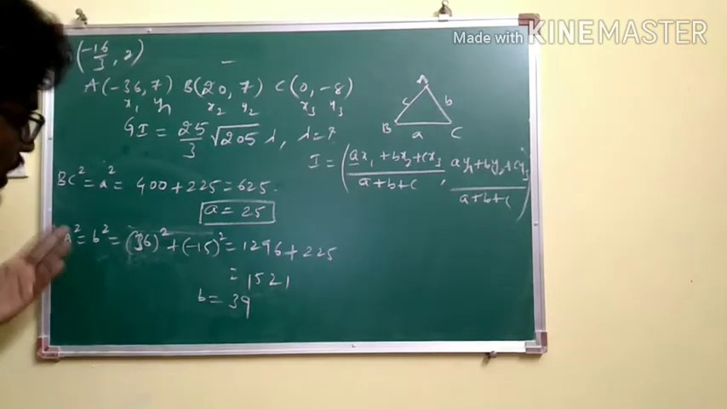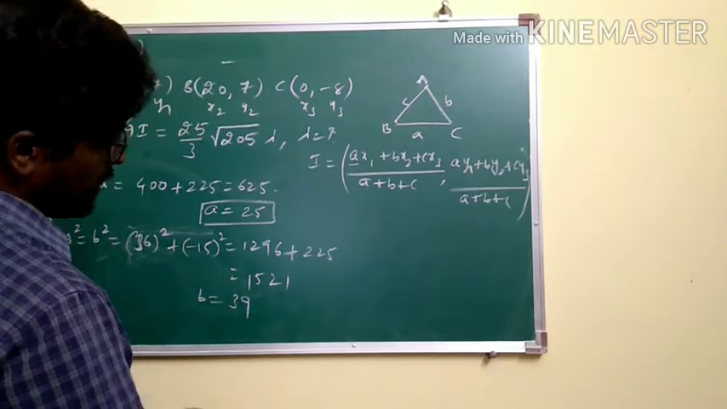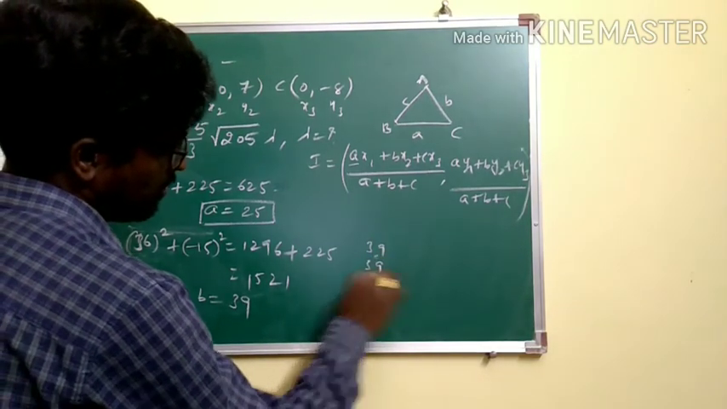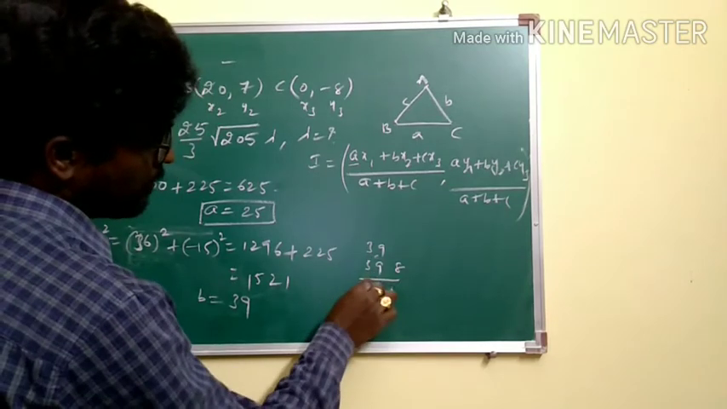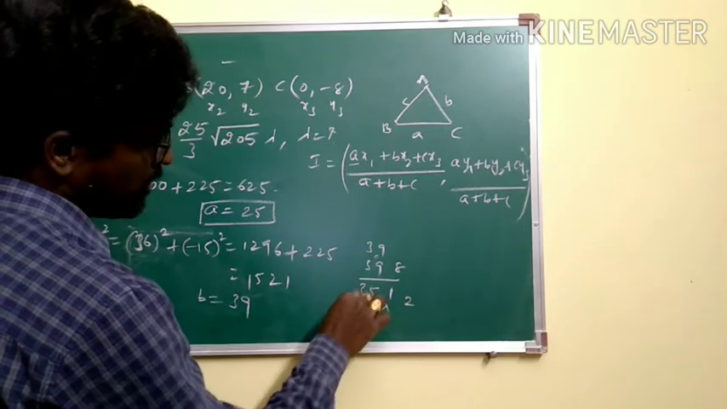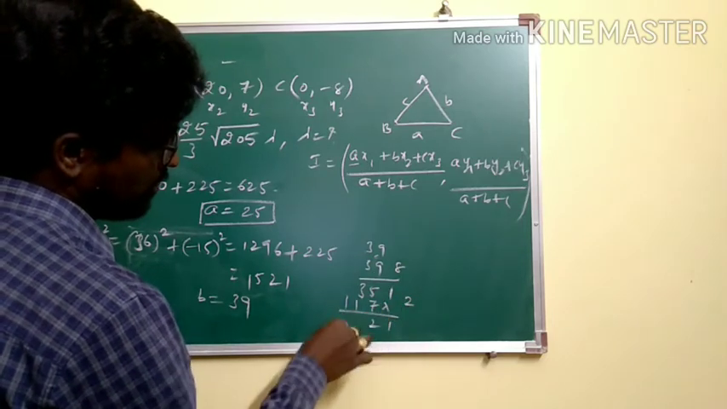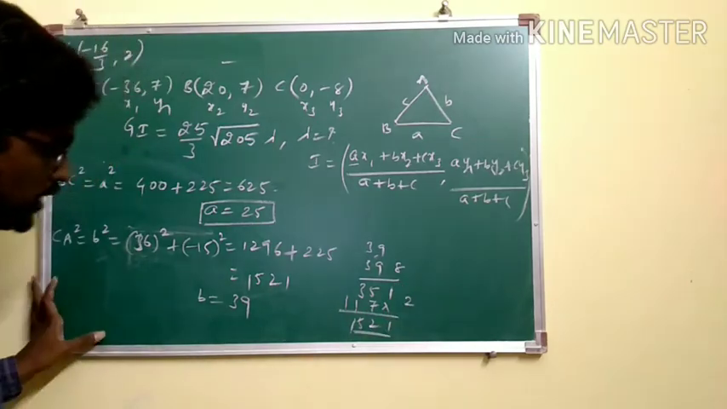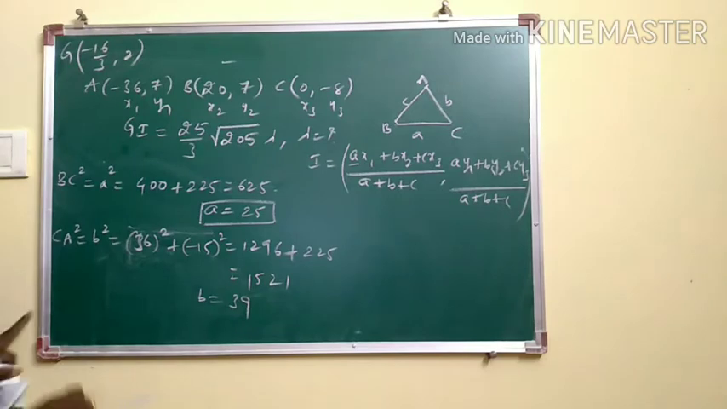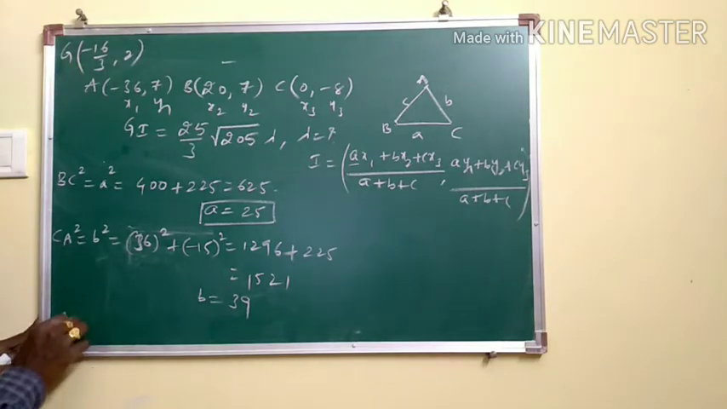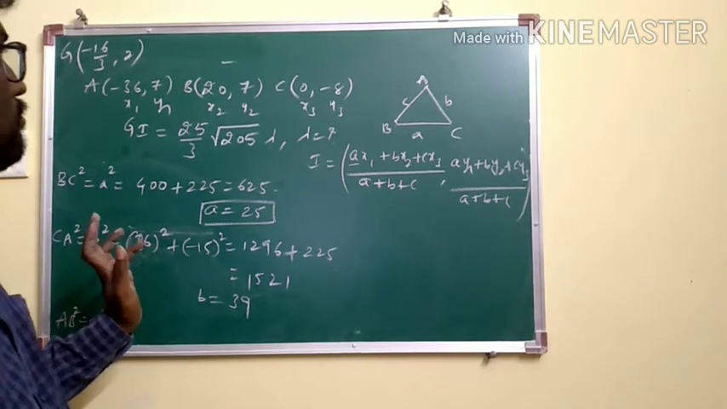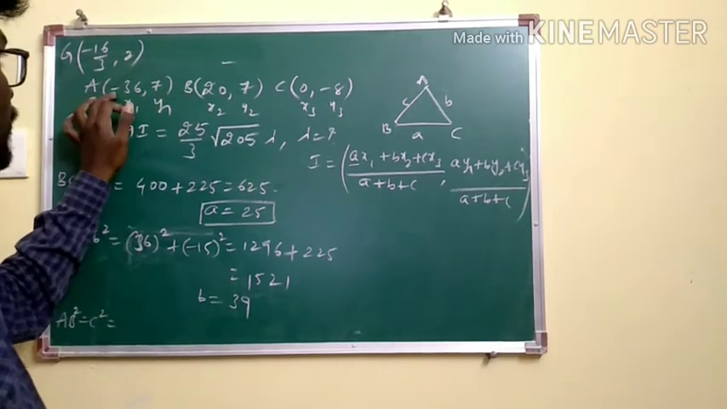Fine. Or else we can also check it here, 39 into 39, what value you are going to get. 81, 27 plus 8, 351, 3 9s are 27, 9 plus 2 11, 1 12. Okay, 1521. So the square root of 1521 is 39, meaning B is equal to 39. Similarly, let's calculate AB, or AB square, that is C square. The difference of 20 minus of minus 36.